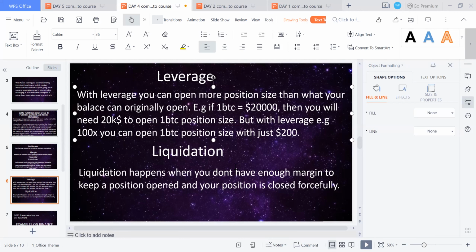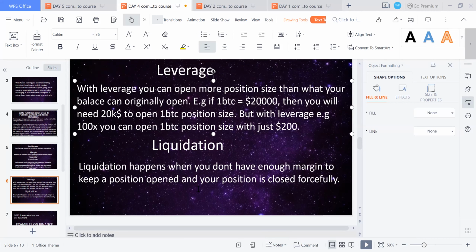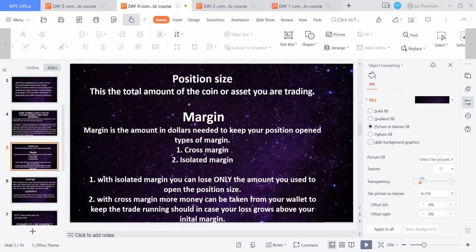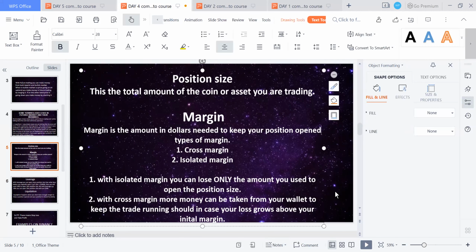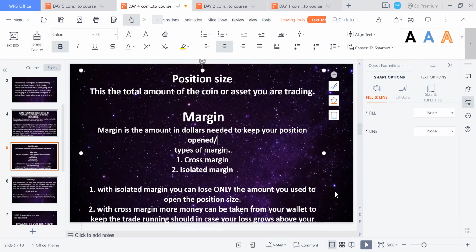I want to talk about margin now. Now you understand this margin clearly. Let's go back to margin now. So margin is the amount in dollars needed to keep your position open and running. Not just open, and running. If your margin goes to zero, your position will be forced to close. That action of your position being forced to close is another terminology that we'll talk about.